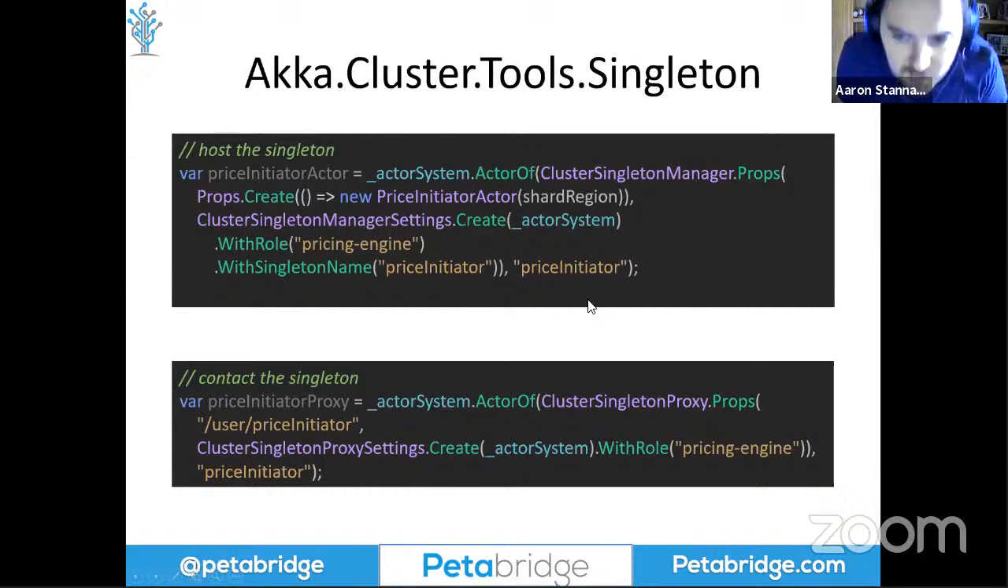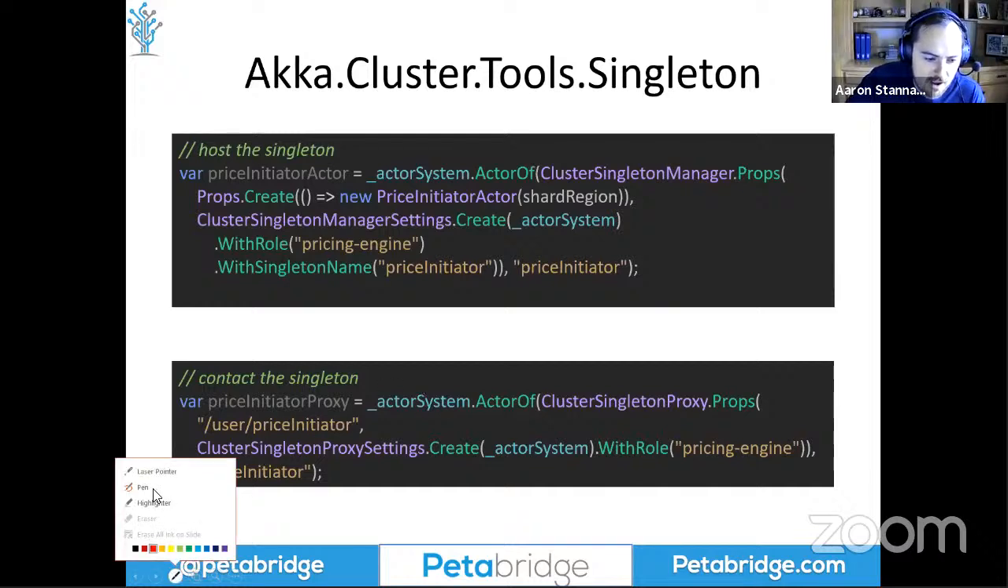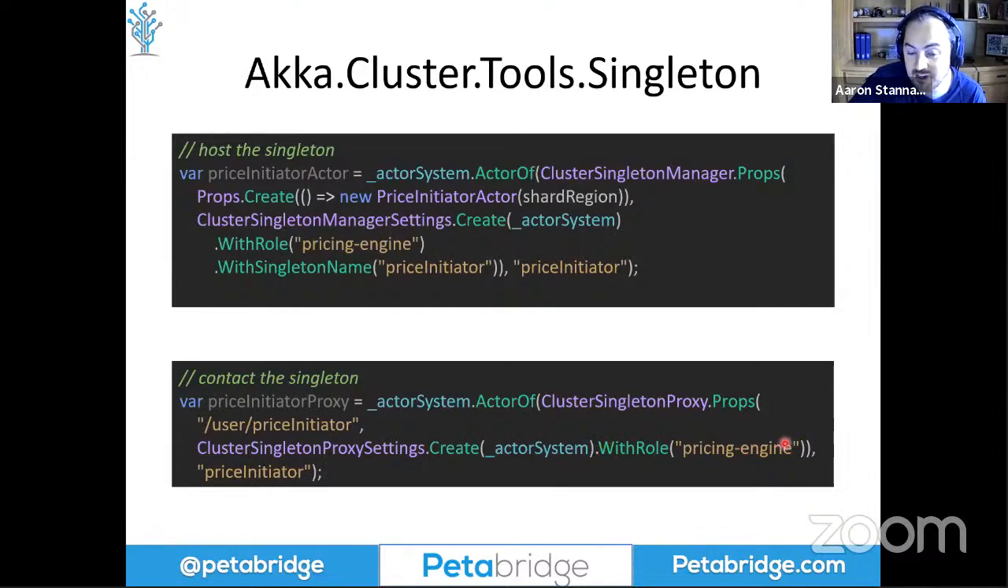In order to talk with the cluster singleton, if I want to send it messages, I have to create what's called a cluster singleton proxy down here. And I'm going to say, all right, I'll grab my little laser pointer, that this singleton is going to live basically on whichever node it's hosted on. It's going to be found on this location in the actor hierarchy. Actually, I should have changed this name on here. Well, actually, I guess these are two different actor systems. That's why this works. But in my cluster singleton proxy settings.create, I'm going to say you need to talk to a pricing engine node in order to basically find this proxy.